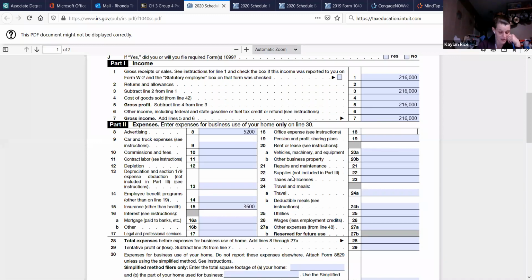I was going to say we've got equipment rent. Wouldn't that be an office expense? No, because that's on line 20, rent or lease. Yeah, it goes on line 20.